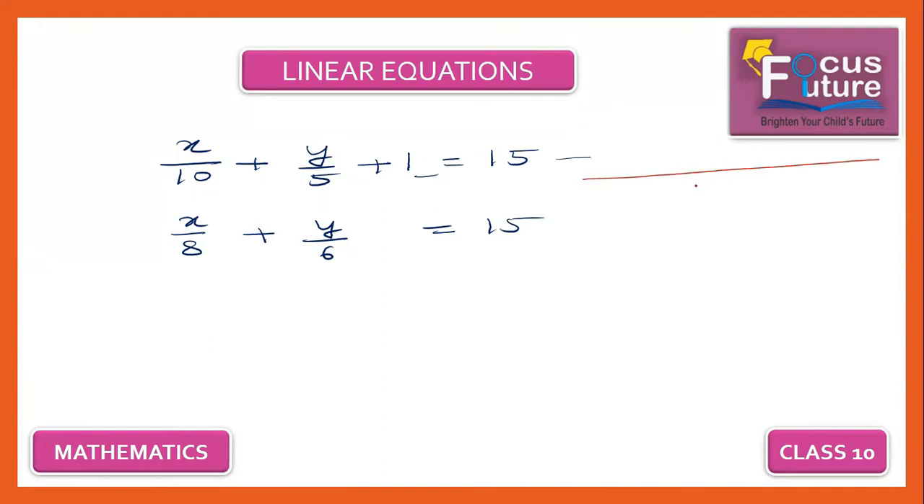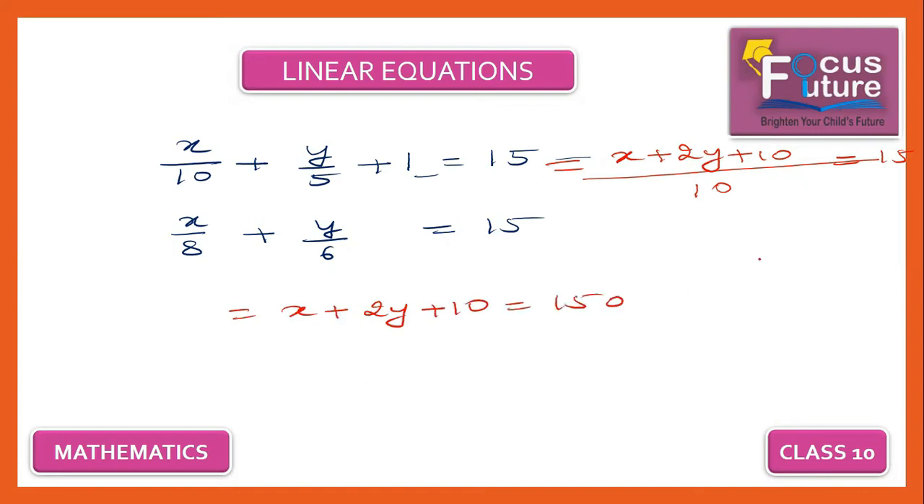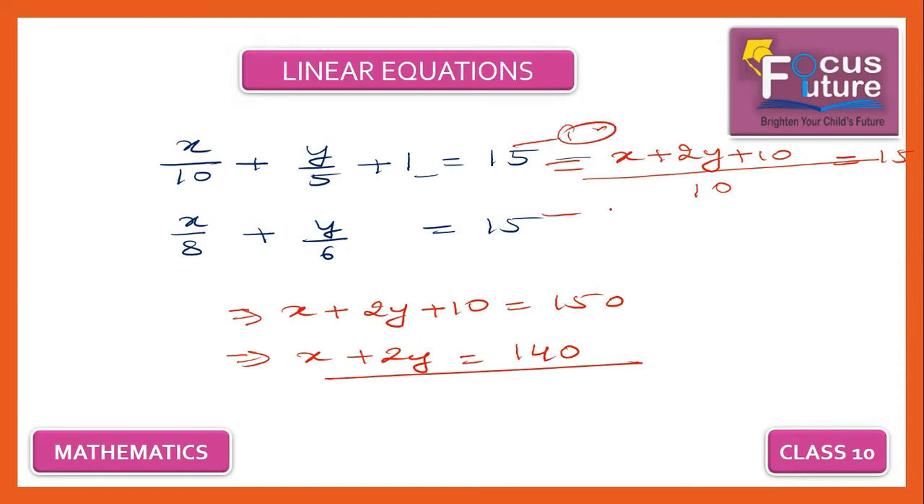So LCM would be 10. So this would be x plus 2y plus 10, that is equal to 15. So you would get x plus 2y plus 10 is equal to 150. 10 would go on the other side. So this would be x plus 2y is equal to 140. This is the first equation. This was equation number 1 and this was equation number 2.